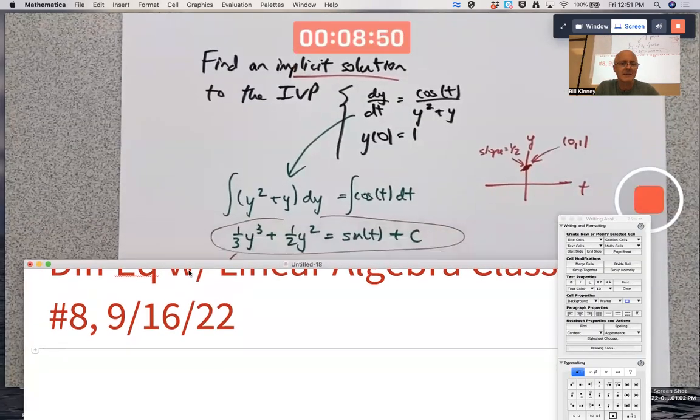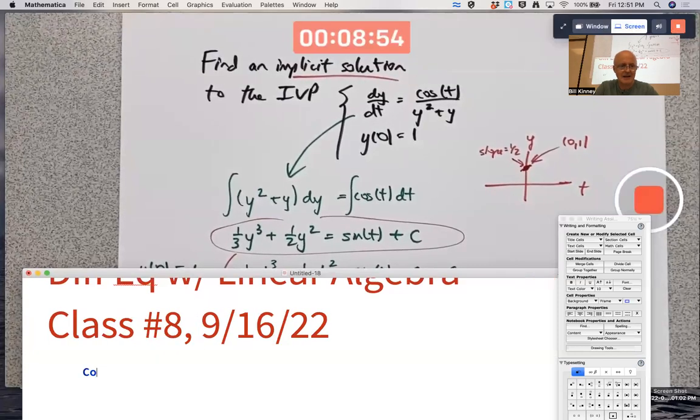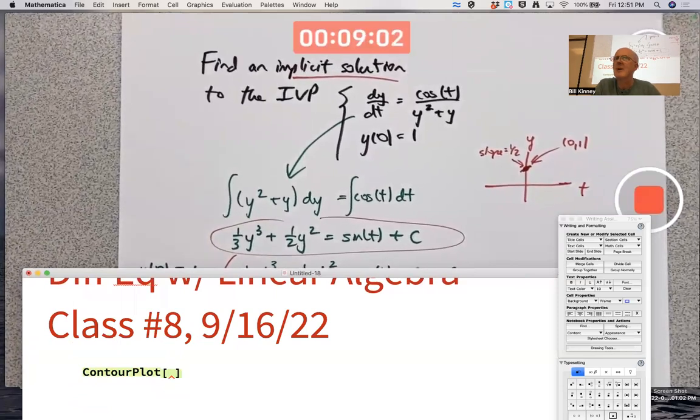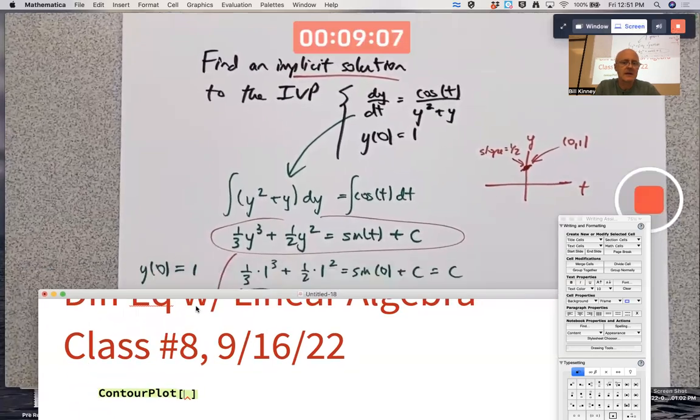And you'll do this on the assignment due Sunday with ContourPlot, capital C, capital P. It's possible this could be on the take-home portion of the exam, a Mathematica thing to do. You can do it Wednesday next week.